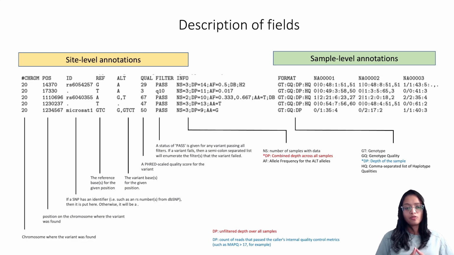In the following slides, we will be looking at what the genotype is, what 0/1, 0/2 and 1/1 mean, and what the difference is between the slash and the pipe operator. We will be understanding all of those details in the upcoming slides.